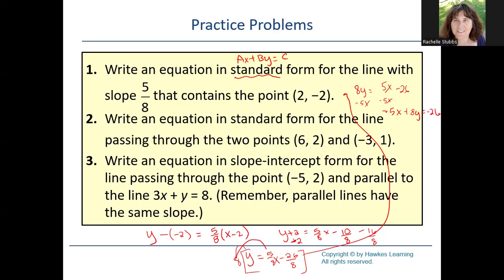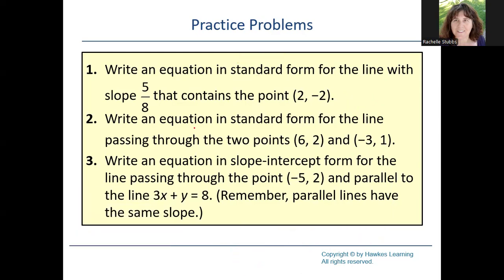That's good. Or I could multiply everything by a negative and get plus 5x, make this a minus 8y, and this a plus 26. And that could be it. And this would be the answer I'm actually looking for right here. All right, let's do the next one.